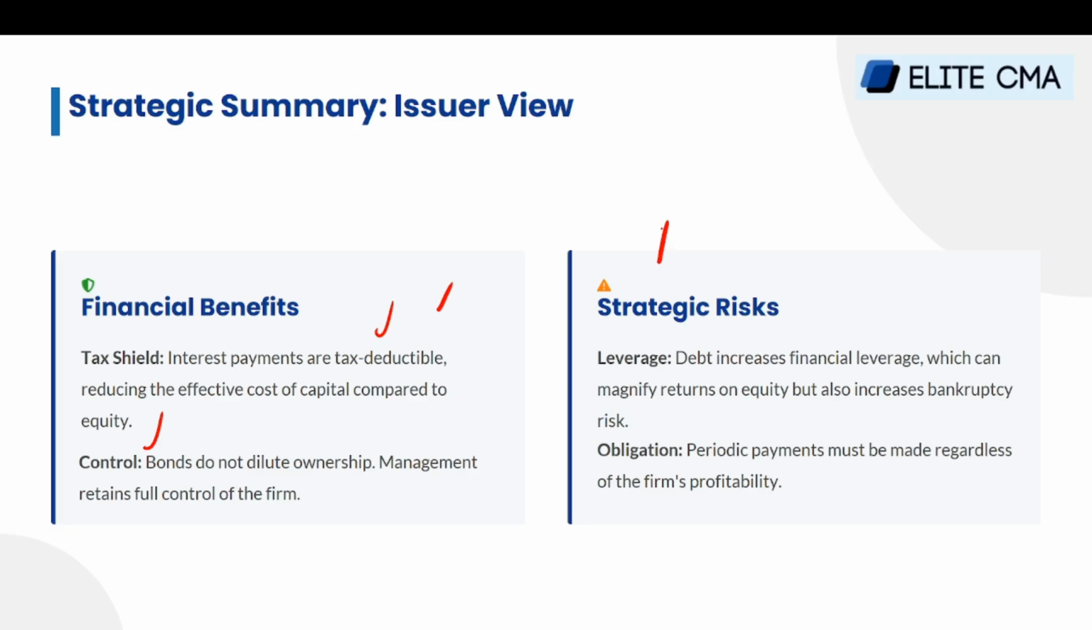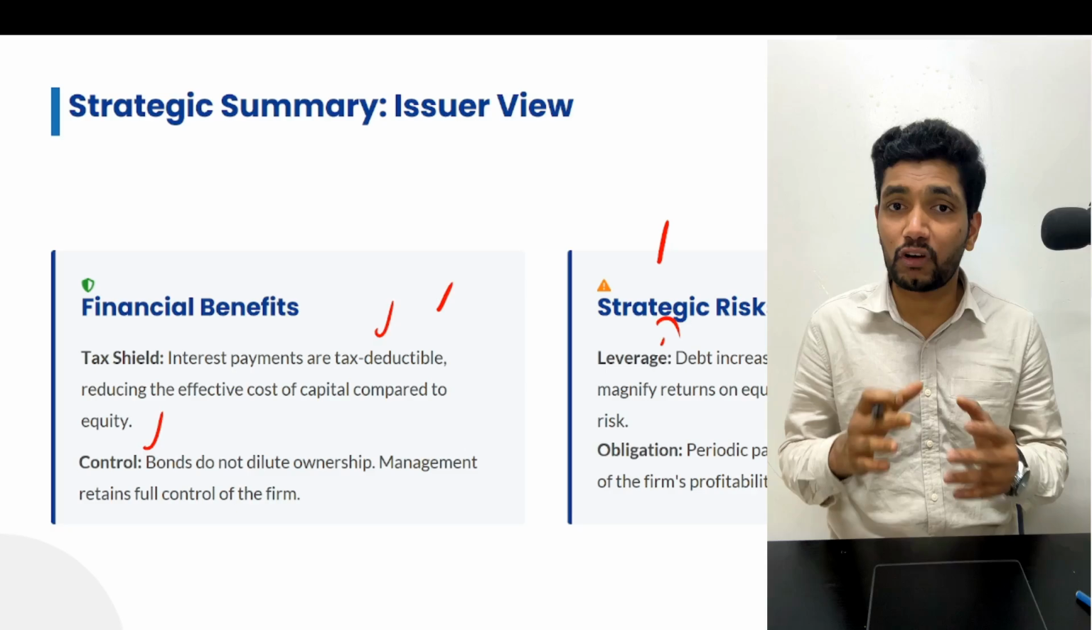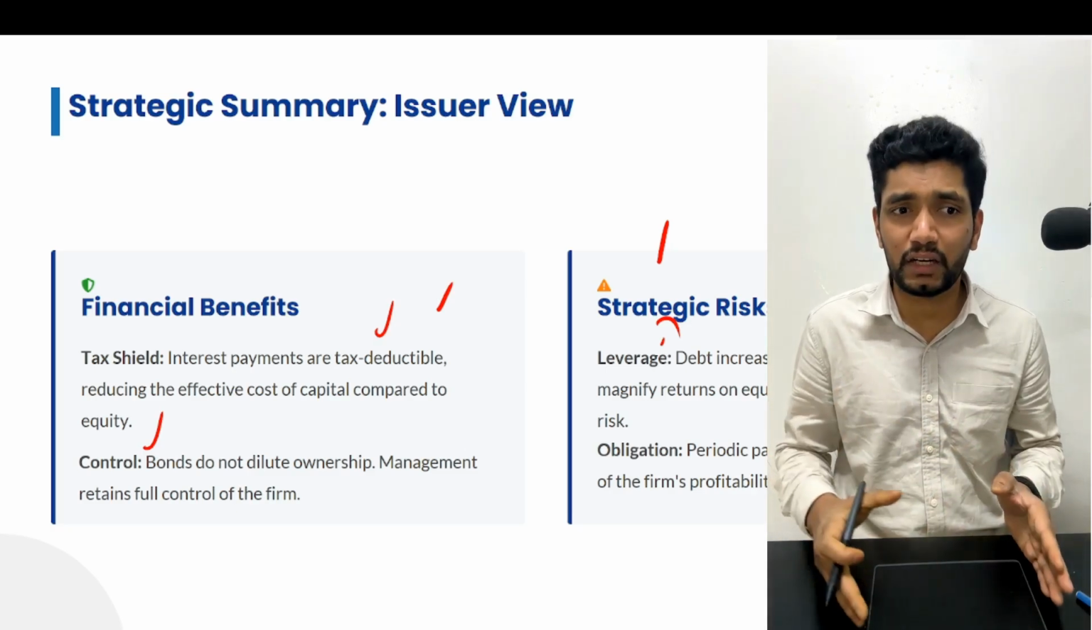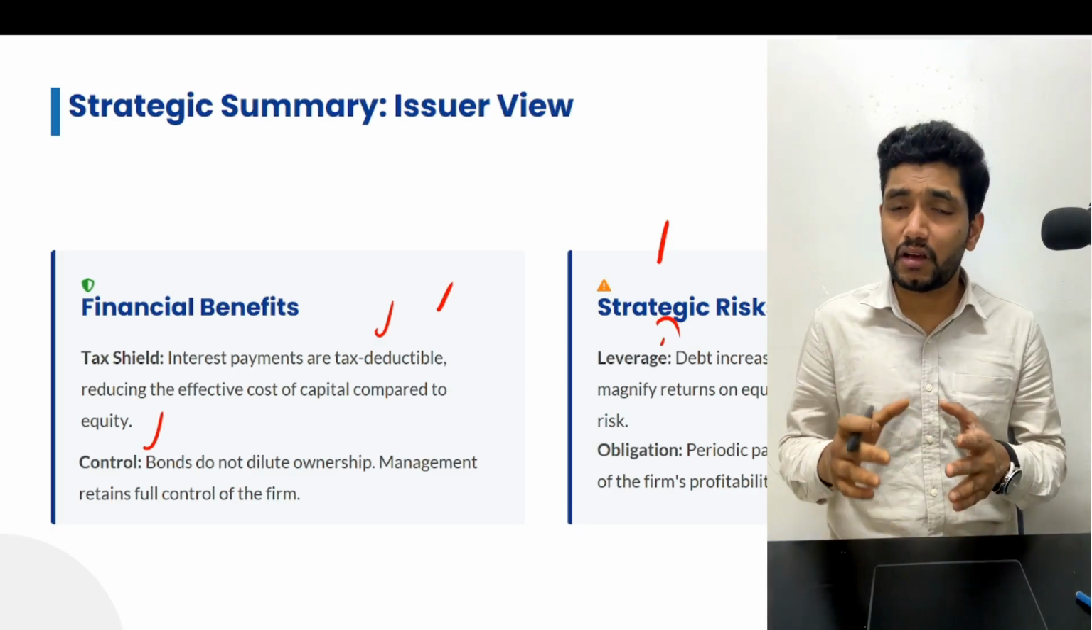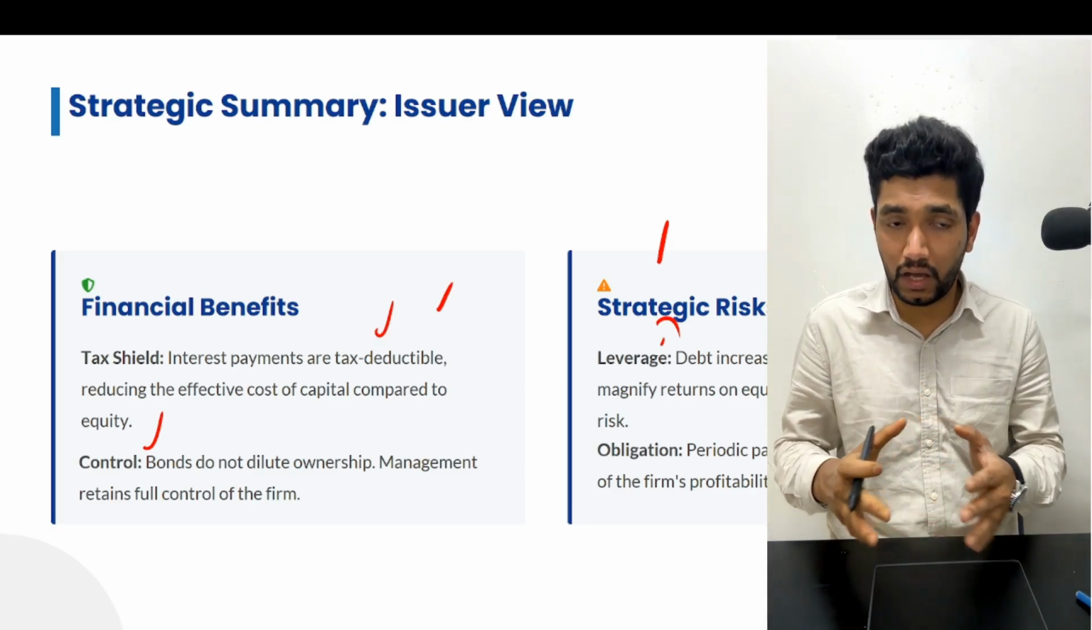Then there are two key risks also. The first one is financial leverage. Obviously, if you are issuing more bonds, the financial leverage is increasing, which may magnify the return on equity, but there is also an increase in risk. That means there is a bankruptcy risk. If you are not able to generate enough return, you still have to pay the periodic interest payment, and in most cases your assets are collateral for the debt. So there is leverage and a financial risk related to bond issuing.